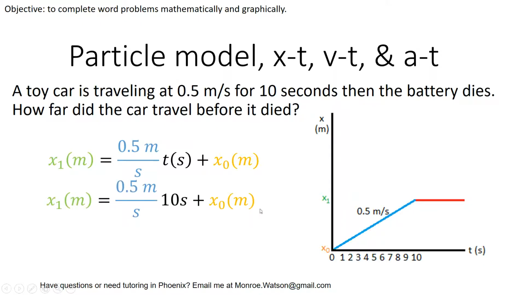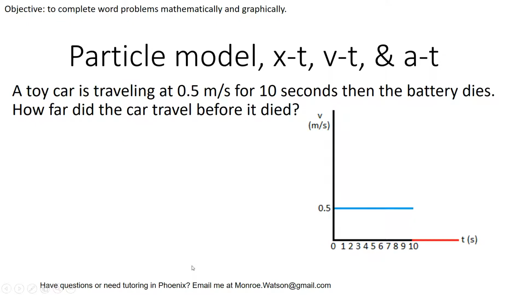Okay, so go ahead and put in 10 seconds for my time here. What you notice is that I've got a second here and a second here in the denominator. Using dimensional analysis, those two can cancel, and I'm left with just these two terms. But look at this term here, x naught, or my initial position. That's at 0, so I can get rid of that one as well. And so what I'm left with is 0.5 meters times 10, or 5 meters.